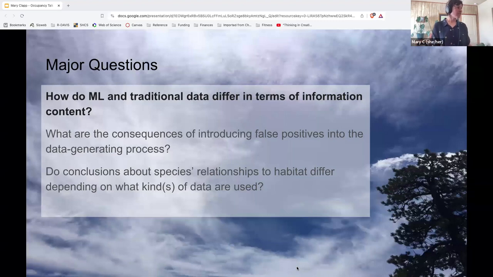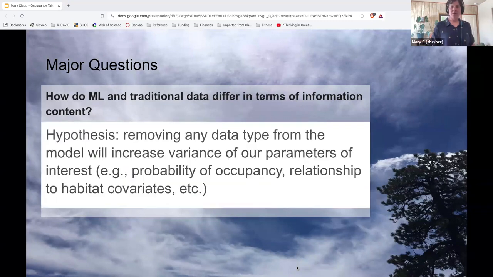So back to one of our major questions: how do machine learning and traditional data differ in terms of information content? In order to answer this question, we performed a knockout experiment where we took out different parts of the model to see what happened to the inference of the model. And our hypothesis was that removing any data type from the model will increase the variance of our parameters of interest. And by parameters of interest, I mean the probability of occupancy, that we estimate its relationship to a habitat covariate, et cetera.